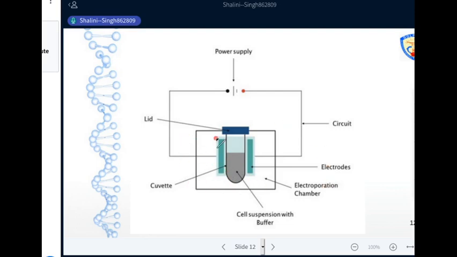When the circuit is completed and the power supply is switched on, an electric pulse is initiated which will permeabilize the cell membrane. Due to this, the cell membrane will open up and take up the foreign DNA or gene of interest present in the buffer, and that will be taken up by the cells.